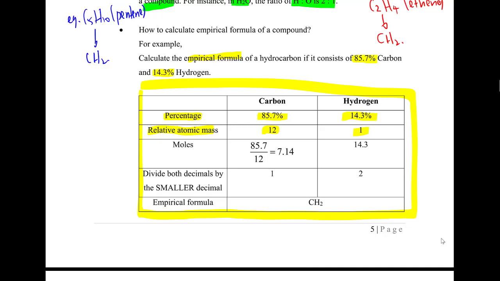All you want to do is take the number in the first row and divide by the number in the second row. First row, divide by second row. This gives you moles. What you want to do next is divide both numbers by the smaller number, in this case 7.14. You divide by 7.14, and what you get is 1:2. When you get 1:2, the empirical formula is CH2. So this tells you that for this compound, the ratio of carbon to hydrogen is 1:2.